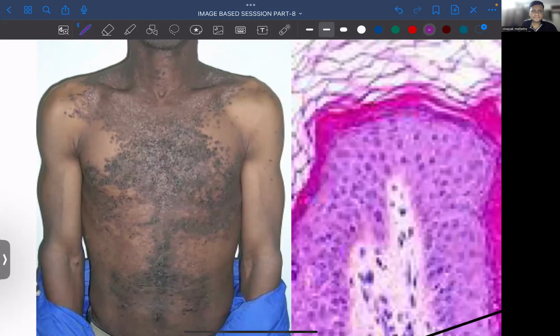This image looks similar with one disease, right? Castle necklace appearance. Castle necklace appearance, right? What happens? Niacin deficiency, right? Niacin deficiency. In niacin deficiency, what is going to happen? पेलाग्रा में क्या मिलता है?